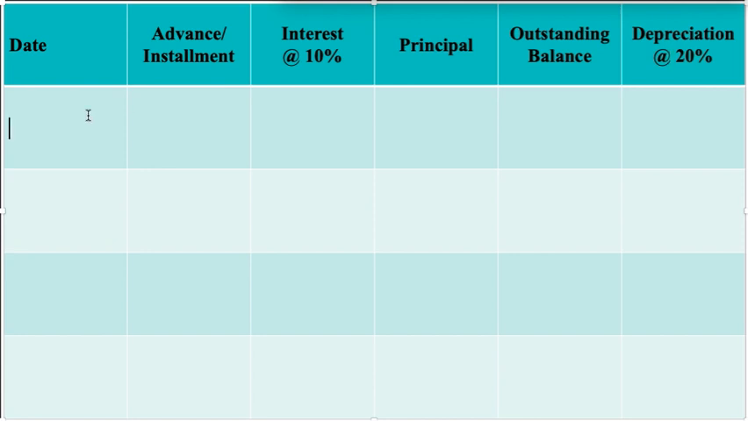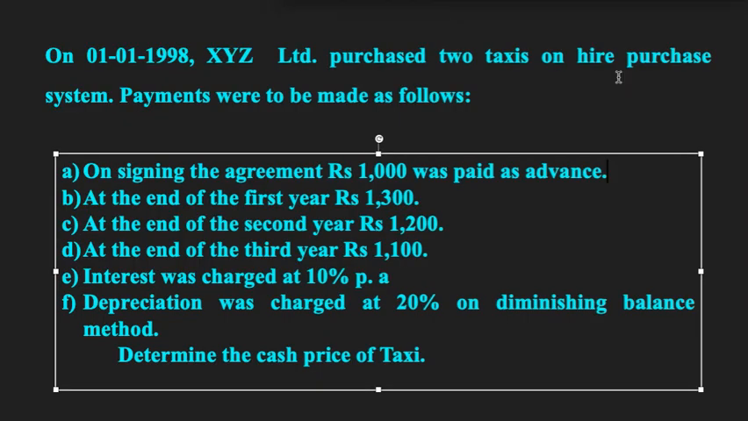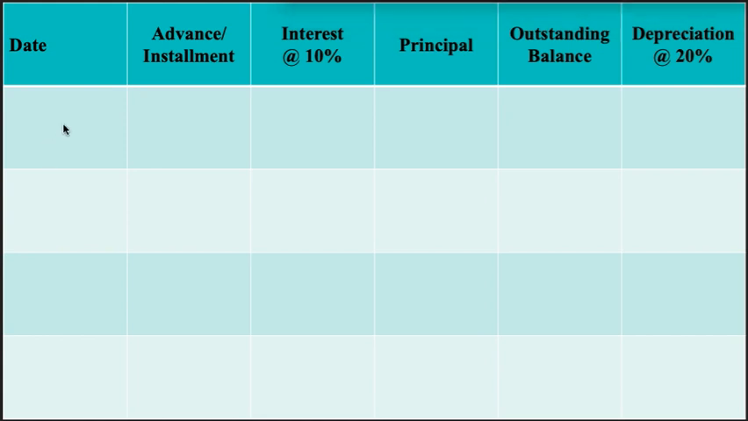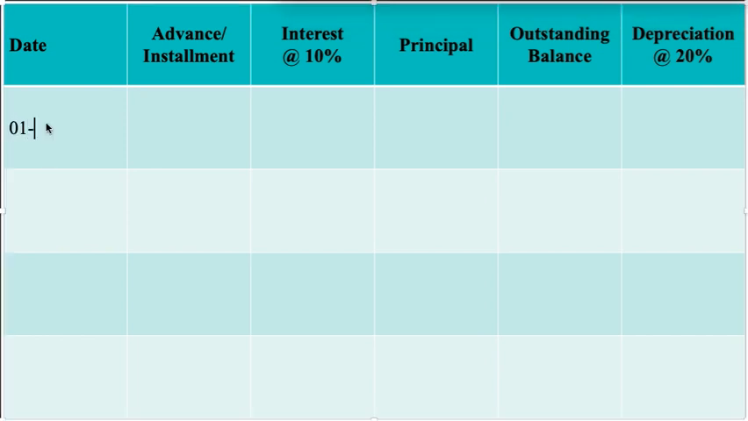So the first thing that we are going to enter here is the record that 1000 rupees was paid as an advance on 1/1/1998. So on 1/1/1998 advance was paid, how much? 1000 rupees. Fine. Now you should understand this, we have already calculated the cash price of the cars, which is how much? 4000 rupees. So 4000 rupees is the cash price.